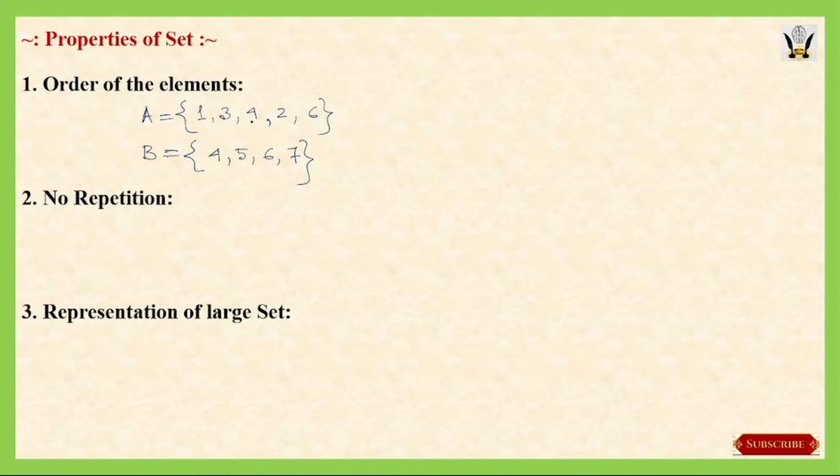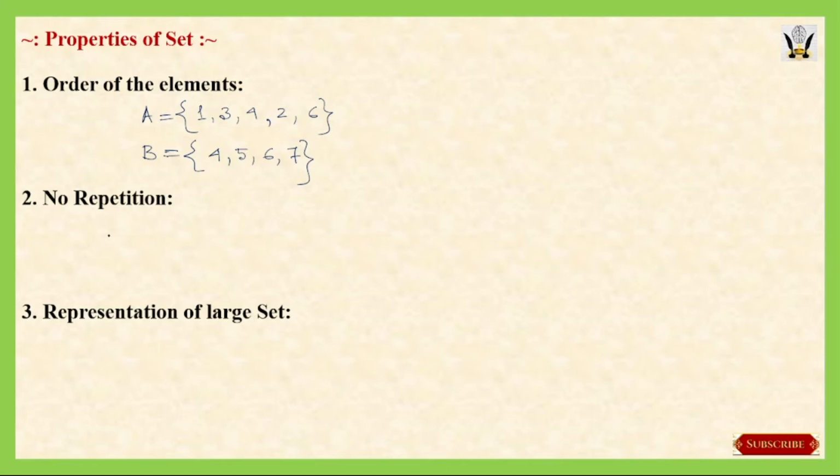the first 3 elements of this set are in ascending order. When we go from the 4th to the 5th element, again we can see that it follows the ascending order. So when we represent a set, the order of the elements is not important. It doesn't matter. In any order we can arrange the elements of a set.